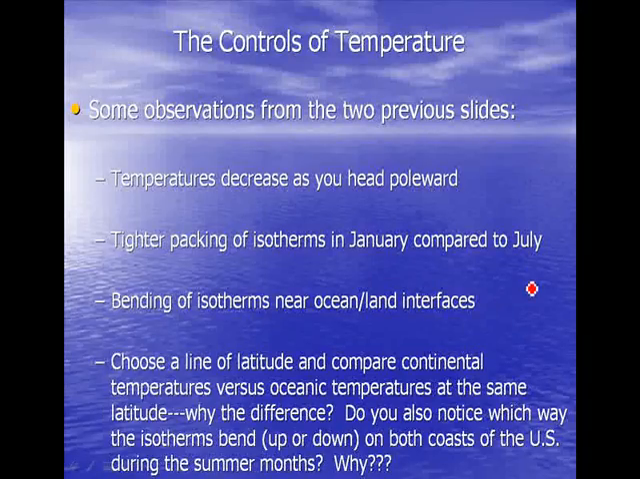So, to summarize some observations in terms of the controls of temperatures: temperatures typically decrease as you head poleward. We have a tighter packing of isotherms in January compared to July, and we'll learn why that occurs in a few lectures later. Notice also the bending of isotherms near ocean-land interfaces. That has something to do with the heat capacity of land compared to oceans.